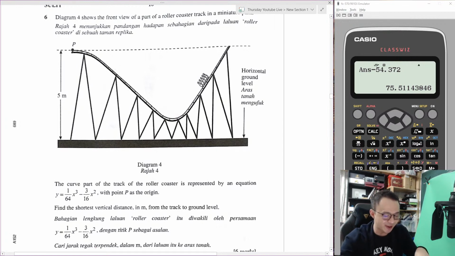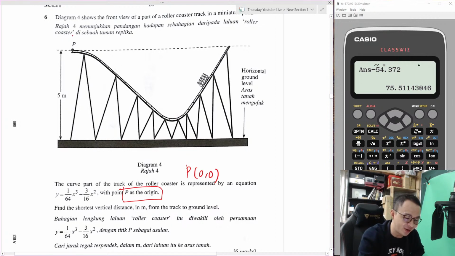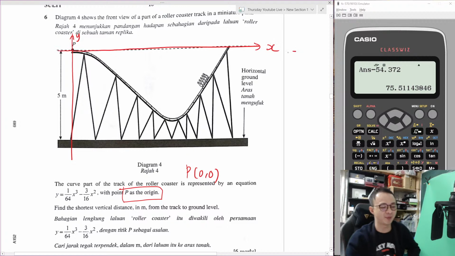So this question actually tells me something like this. The curved part of the roller coaster track is represented by this equation, with the point P as the origin. So the question tells me point P is the origin, then I will just let my P become 0,0. Then I have my x-axis and y-axis already. Because if P is the origin, this is the P, isn't it? Then I have my y-axis, which is here. I have my x-axis, which is here. Definitely my line is not perfect, alright? So I'm trying to be as perfect as possible. So right now, my P is my origin.